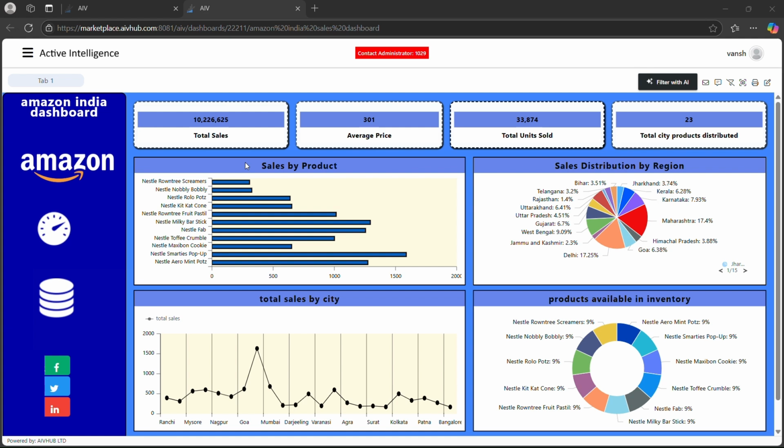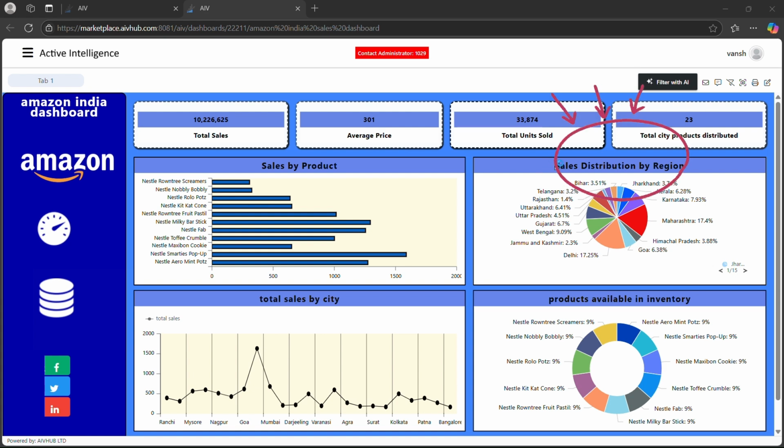Next, we have the sales by product bar chart. It highlights the top selling products such as Nestle Roundtree Screamers, Nestle Nobly Bobby, Nestle Rolo Pods, and Nestle KitKat. We can easily identify our best performing products and focus on optimizing inventory and marketing strategies for these products.